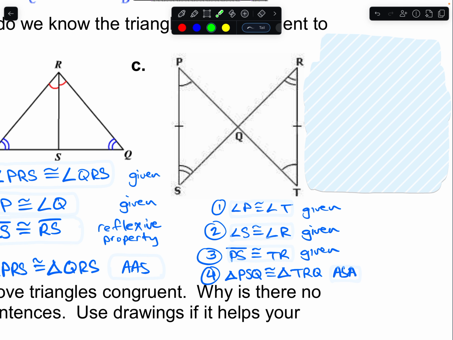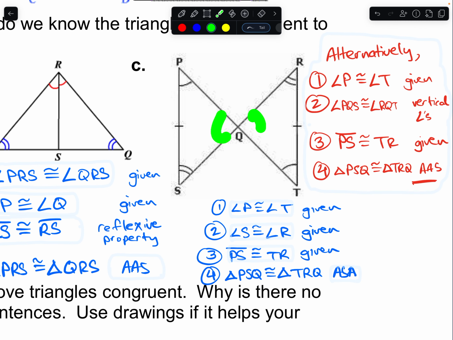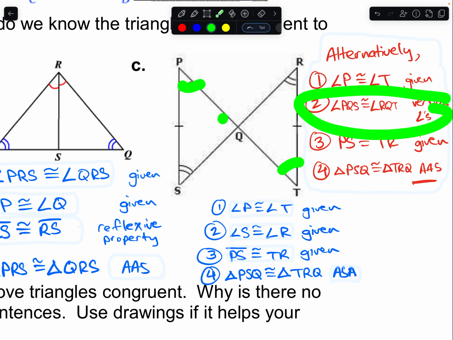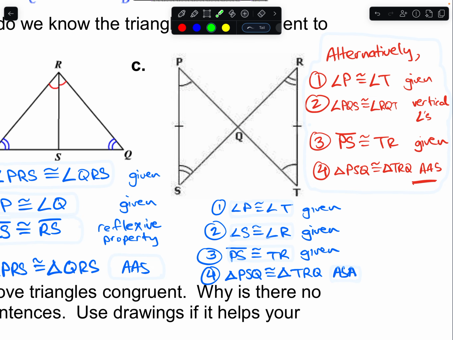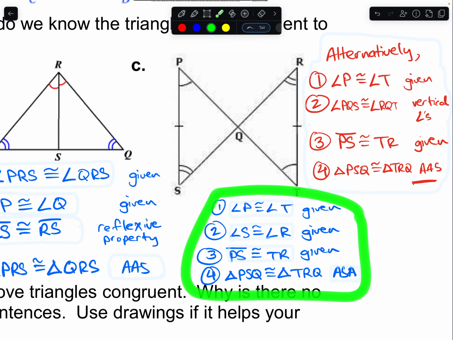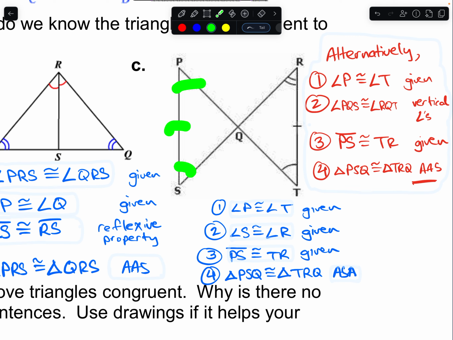I did want to point out, if you notice the vertical angles, you could have proven this a different way. You could have used 1 pair of the given angles. You could have used the vertical angles and then use the side, which in this case is not included, or not the connecting side. And you could have proven it using angle, angle, side. But this is probably the better route because it uses all the given information.